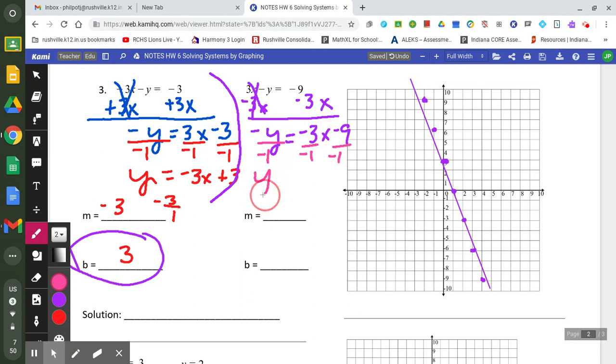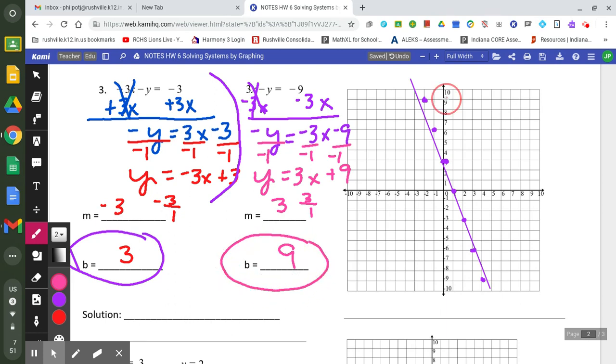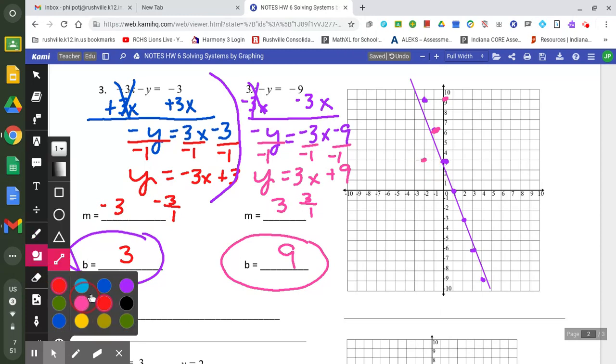So now I have positive y equals positive 3x plus 9. So my slope is 3, and I want that as a fraction, so positive 3 over positive 1, and my b is a 9. So we'll start graphing at the 9. My slope tells me to go up 3, but I would be off the grid, so I'm going to go backwards. I'm going to go down 3 to the left 1, down 3 to the left 1, and now I have my line.